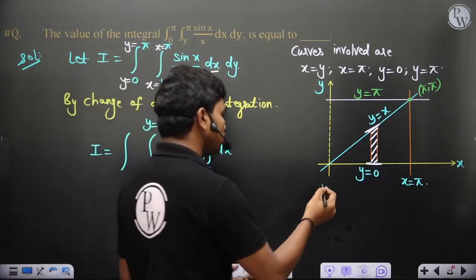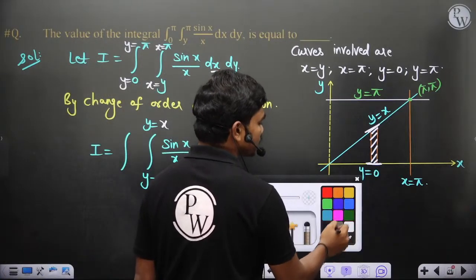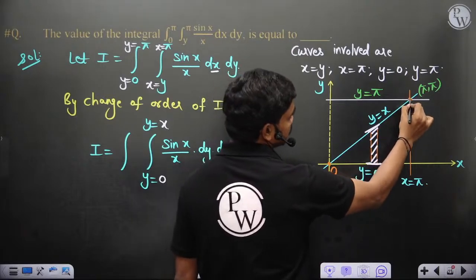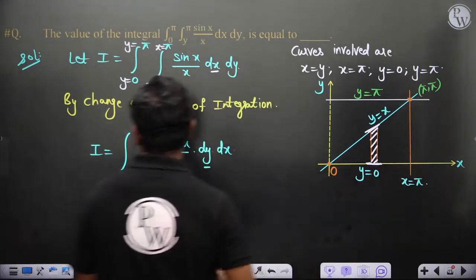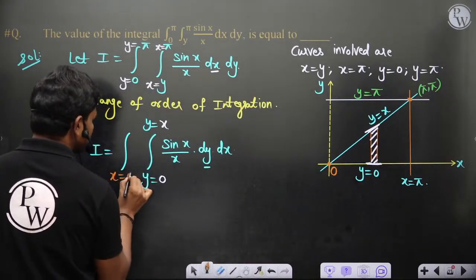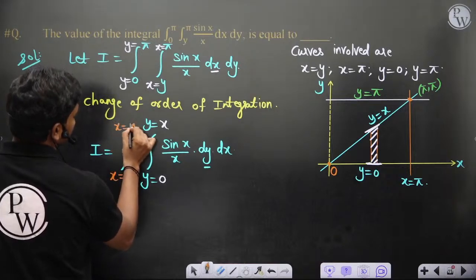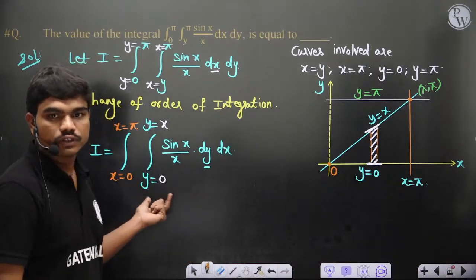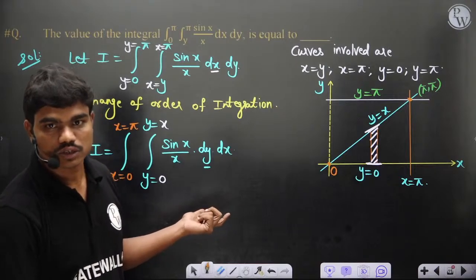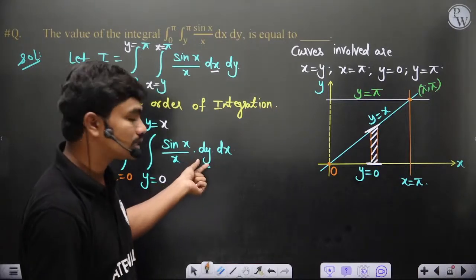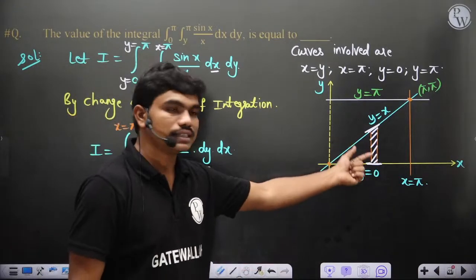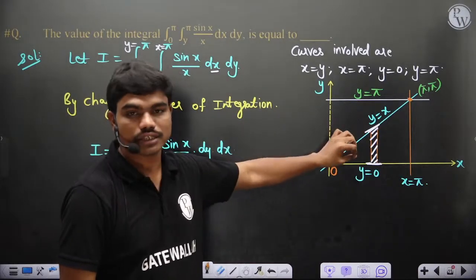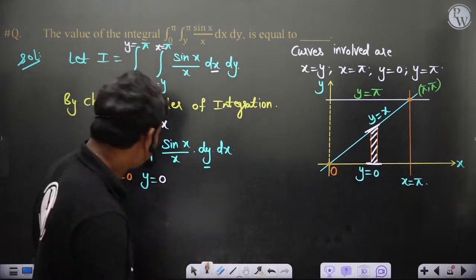Now what about the least and maximum values of x in this region? The least value of x is 0, and the maximum value of x is at this point, which is pi. So x goes from 0 to pi. That's it. In the last class we were repeating, we should consider the vertical step, right? If you take y as the first variable of integration, you consider a vertical step, and if you consider x as the first variable of integration, you should consider the horizontal step. We were talking in yesterday's class, you remember?